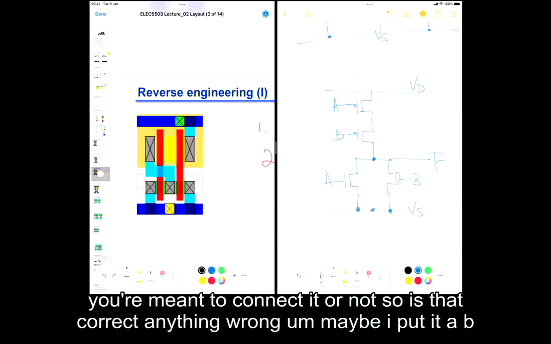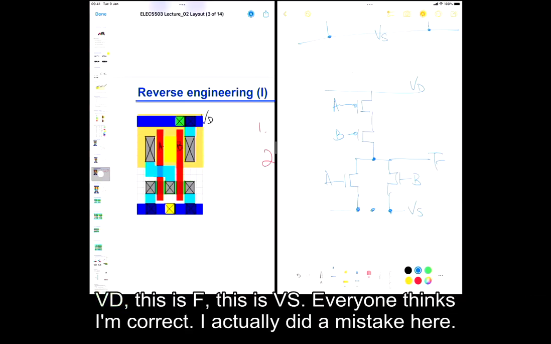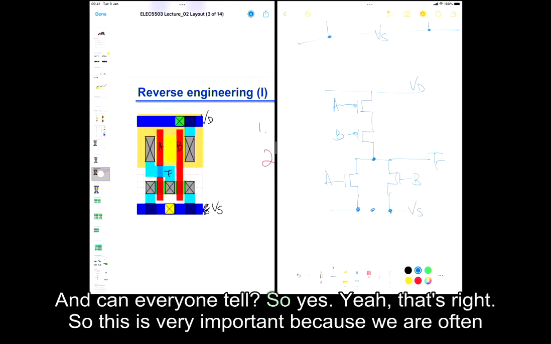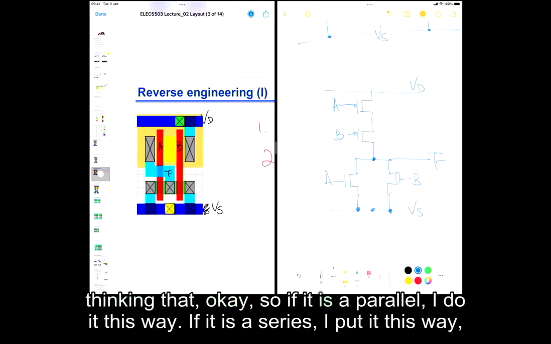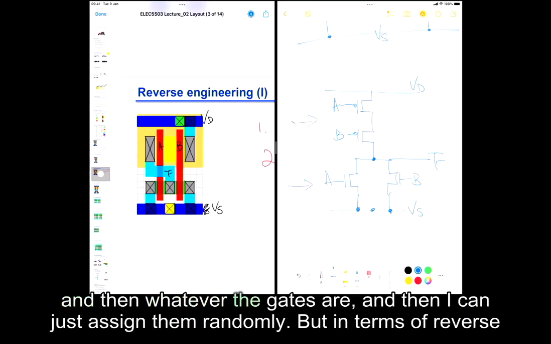So is that correct? Anything wrong? Maybe I put A, B, B, D. This is F. This is Vs. Okay? Everyone thinks I'm correct. I actually made a mistake here. Can anyone tell? Yes. Yeah, that's right. So this is very important because we often think that if it is a parallel, I do it this way. If it is a series, I put it this way. And then whatever the gates are, I can just assign them randomly.